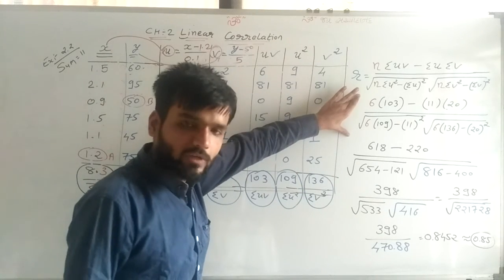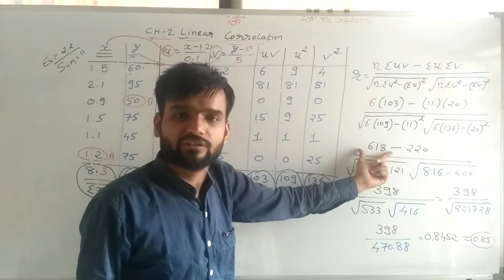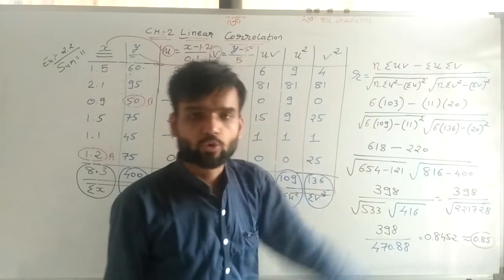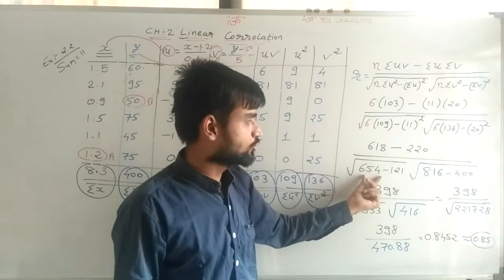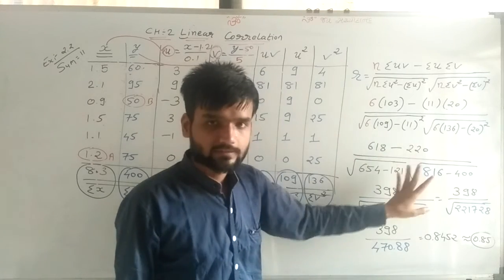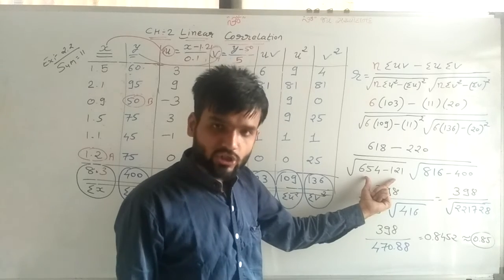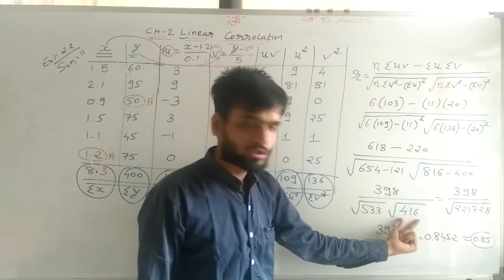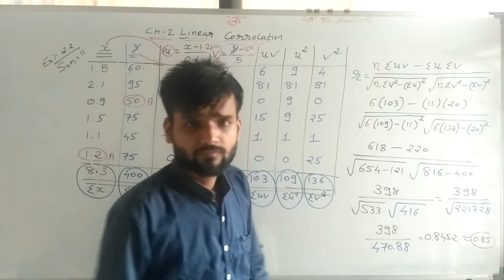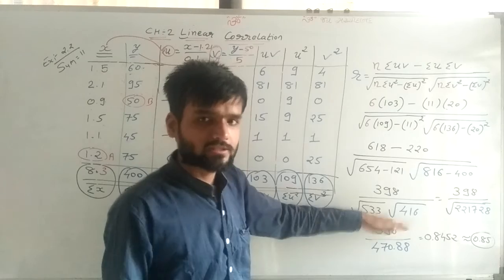Now after that, the calculation: 6 into 103, 618, minus as it is 11 into 20, 220, divided by, multiply this, write the answer, minus as it is 11 square, root sign as it is. Same way here, calculation. Now the deduction of both. Now from here you can calculate the sum in two ways.